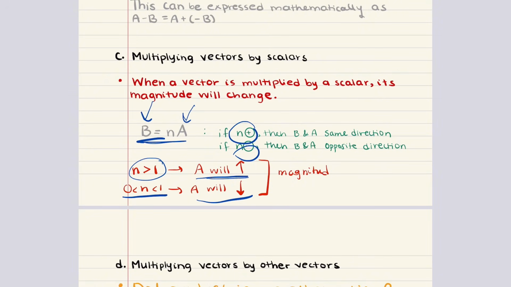So mathematically, we can express this multiplication of vectors by scalars as b equals na. And again, if n is positive, vectors b and a will point in the same direction. And if n, the scalar, is negative, then the vectors b and a will point in the opposite direction. Now, this operation is really straightforward, but it's really powerful because it allows us to scale vectors up or down and even reverse their direction depending on the scalar that we're going to multiply the vector by. So that is multiplying vectors by scalars.